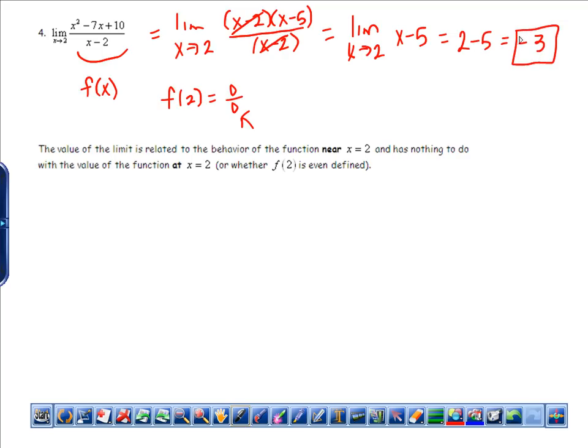and 2 minus 5 is going to give me negative 3. Let me just read the statement because I think this says it best. It says the value of the limit is related to the behavior of the function near x equals 2 and has nothing to do with the function at x equals 2. F of 2 here was undefined, but the limit still had a number, and we saw it on the graph and we saw it algebraically.